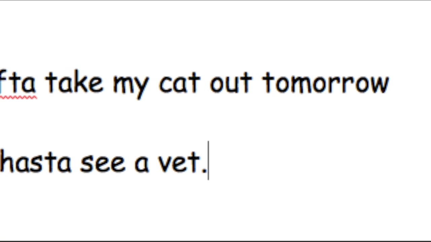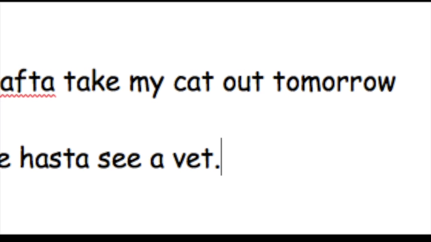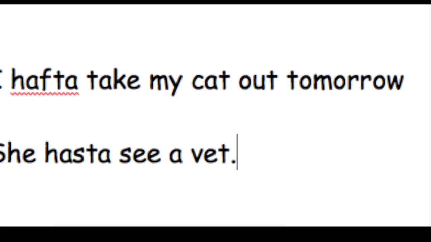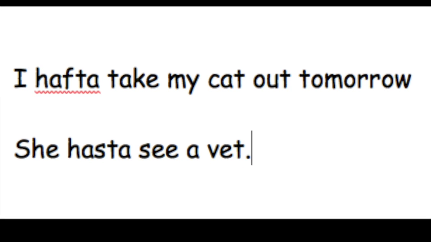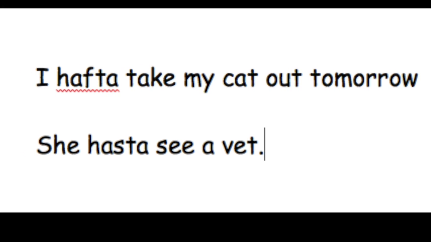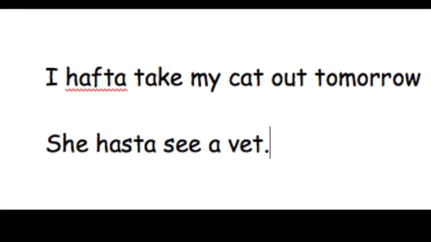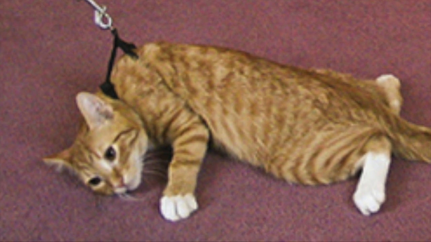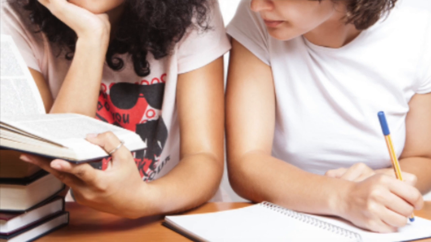A good place to begin is with auxiliary verbs such as have and has, and should have and could have. Let's look a little closer at the reduced forms. In these examples, we see that have to reduces to hafta and has to reduces to hasta. So, I have to take my cat out tomorrow. She has to see a vet. Now, my cat didn't like that much, but those are good examples.